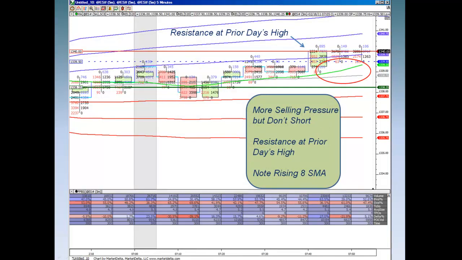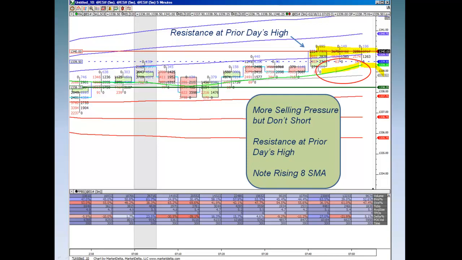There is more selling pressure, but we've encountered resistance at the prior day's high. Take a look at that. It has stymied the move up. Even though, take a look at this simple moving average and how the 8 simple moving average has been going up, nevertheless this level of resistance is pushing back. Don't think that this will save you, because the 8 simple moving average could just as easily now go flat or start turning down.